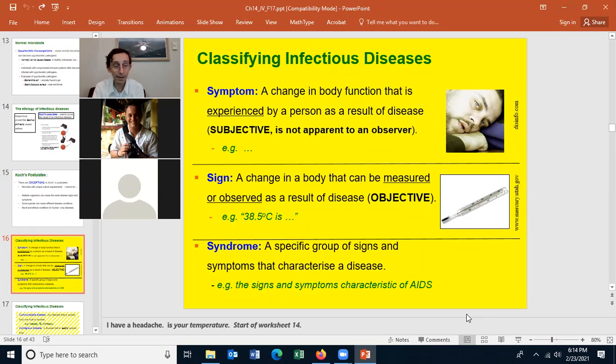Now, with that stated, this is the way the textbook uses these terms. You'll find that sign and symptom are used interchangeably by the public and by many doctors. I'm not going to say all doctors, but many of them. And generally speaking, I will use the terms interchangeably. So if I only say one, I mean both of them.